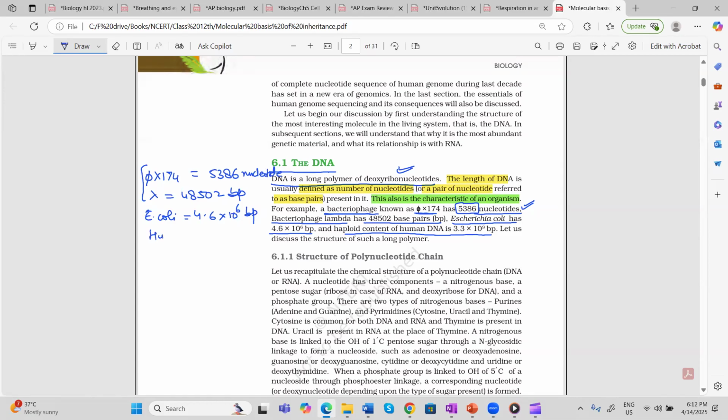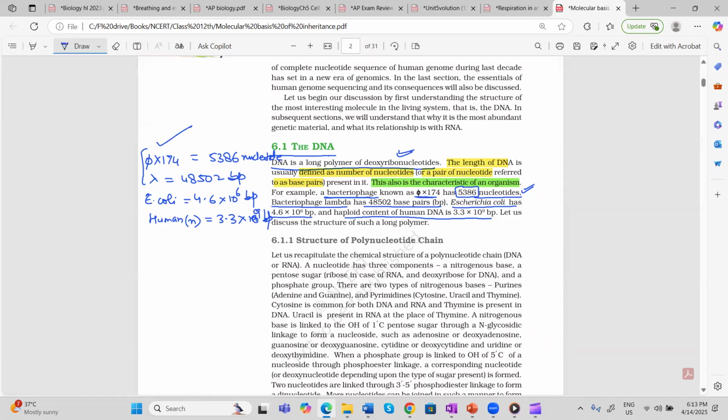Human. For human, haploid content means N content. Haploid means N. How much? 3.3 into 10 to the power 9 base pair. Just write it. It will be helpful for you for your learning.